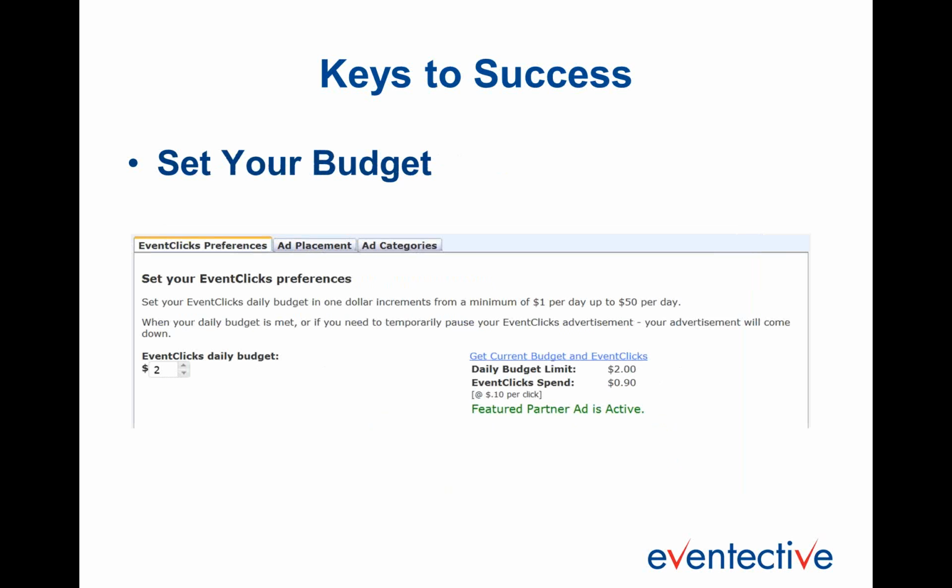The next key to success is to set your budget. And in the case of the customer that I'm looking at here, they set their EventClicks daily budget to $2. And when I grabbed this screenshot, they were already at 90 cents for the day. Okay, so budget, very easy to set. Again, it's between $1 and $50 per day, and you can change it anytime you like.